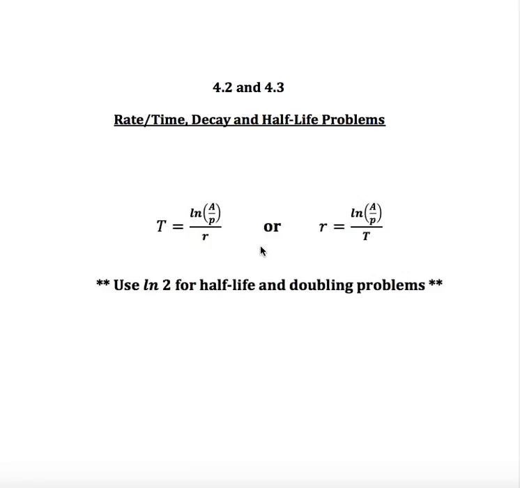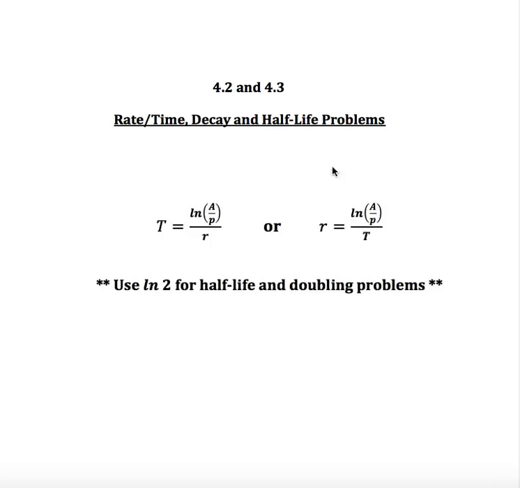In sections 4.2 and 4.3, you're going to run into some problems that ask you about rate and time, and they'll be referring to decay and half-life problems. When you get into those problems, again, some show up in 4.2, some show up in 4.3, but they're worked out very similarly. We're going to use one of these two formulas. T is equal to the natural log of A divided by P divided by R, or the R and the T flip-flop. So R is equal to the natural log of A divided by P, all divided by T.